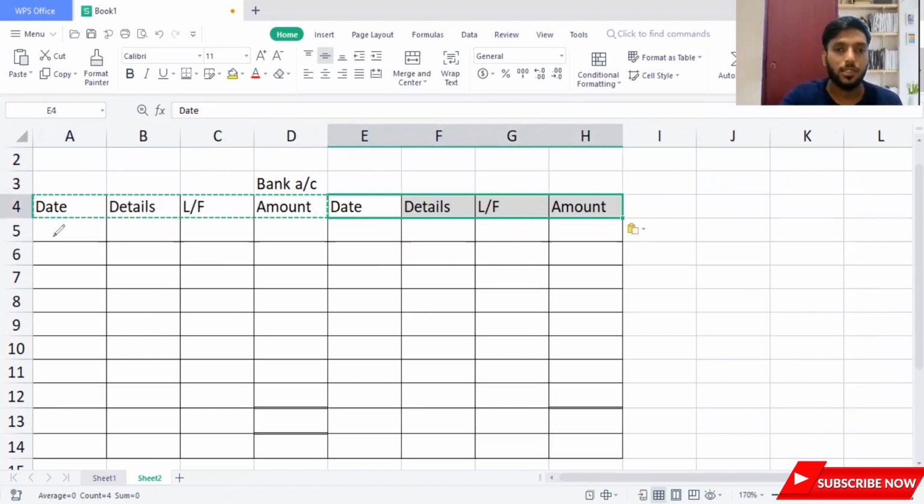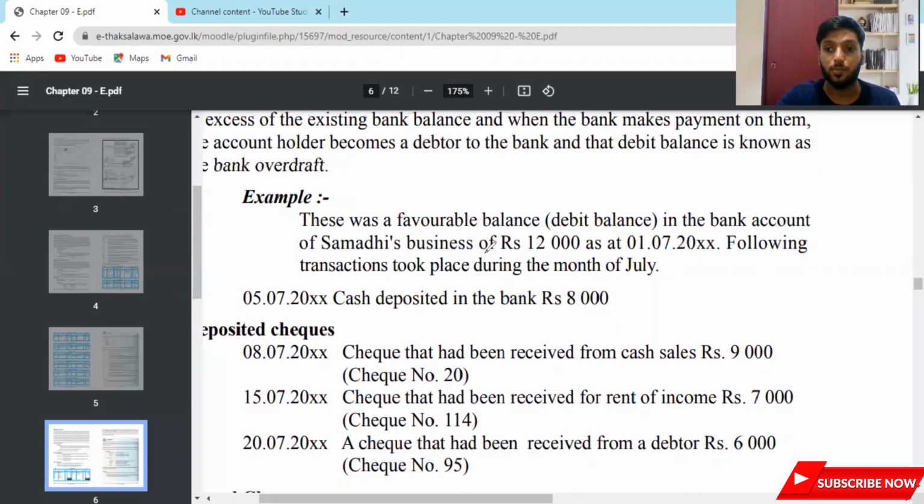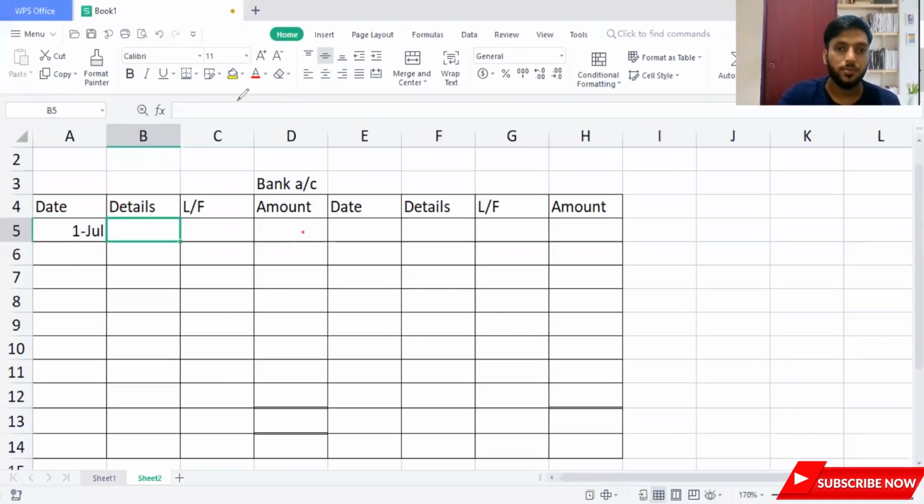First of all, they said the first 7. So I'm going to take first 7. July. So it's going to be 1st July. What's the balance I had in my bank? There was a favorable balance, a debit balance in the bank account of Samadhi's business of 12,000 as at 1st 7/2000. So 12,000 is the balance we had in the bank account. So I'm going to write this balance 12,000. Yeah, easy. So I wrote 12,000.